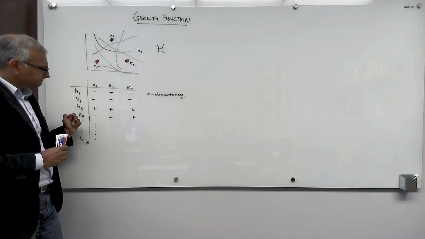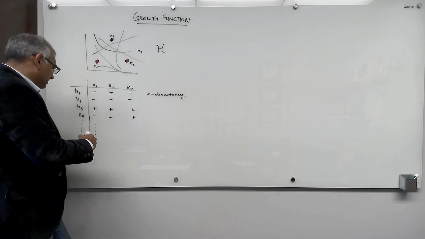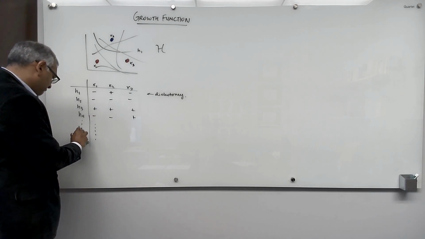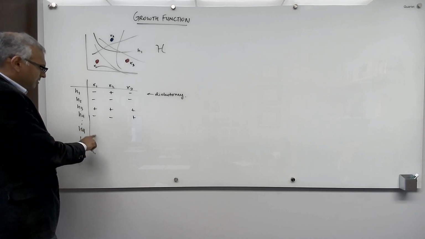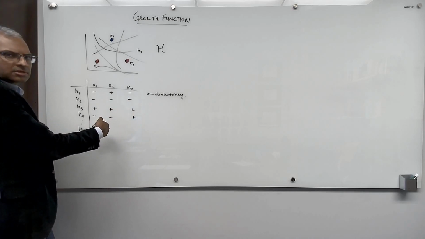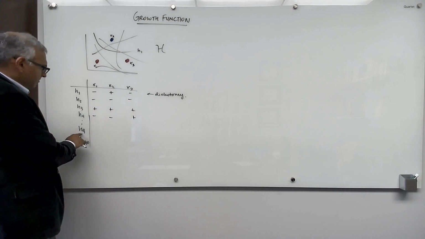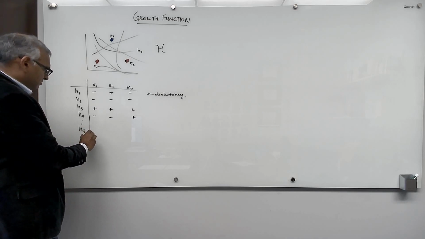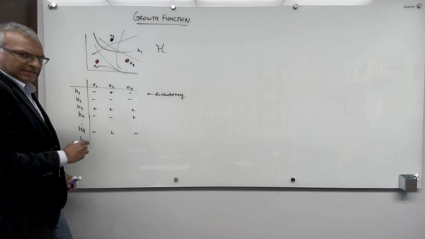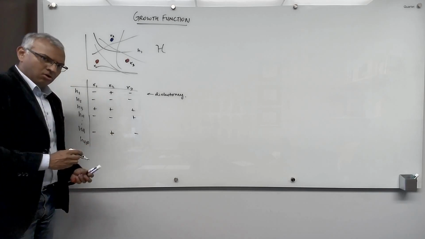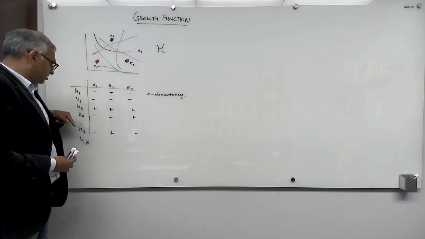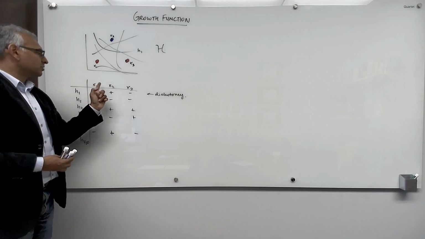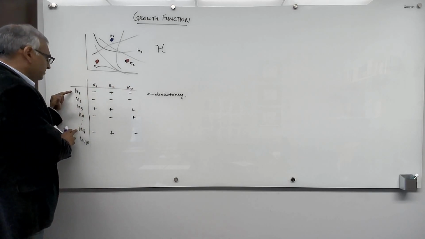Sooner or later, let's say once we hit H9, one of these dichotomies is going to have to repeat. For example, H9 might implement minus, plus, minus again. Now we look at this and say, oh, interesting. Does that mean H9 is the same hypothesis as H1? No, it's a different hypothesis. It's just that on these 3 data points, these 2 hypotheses agree.